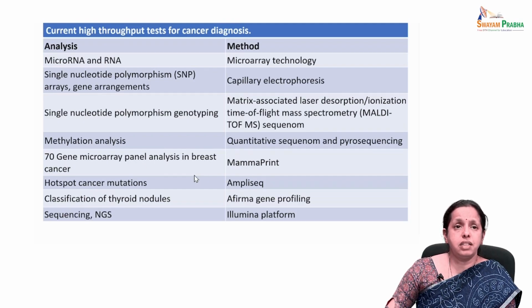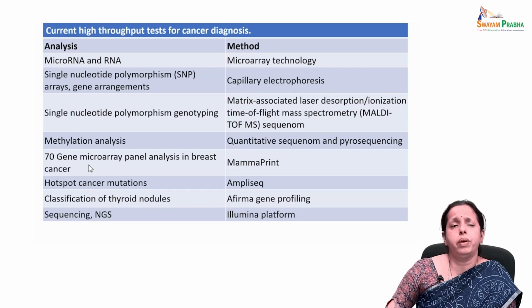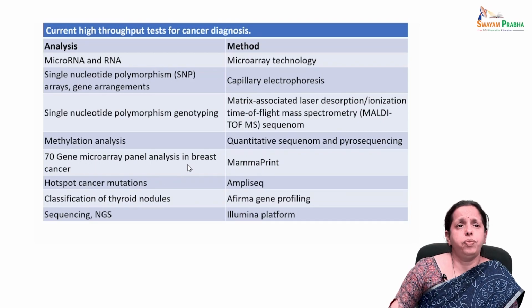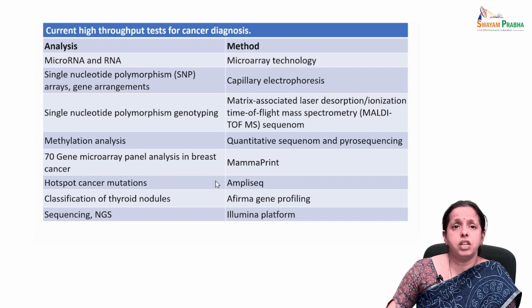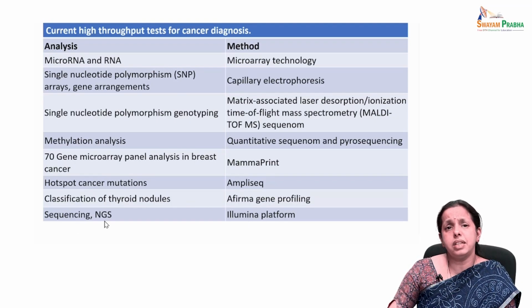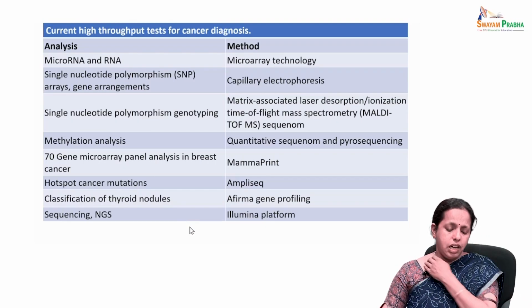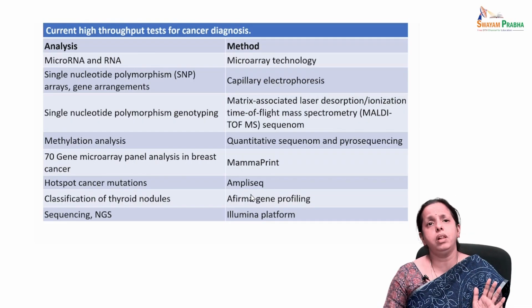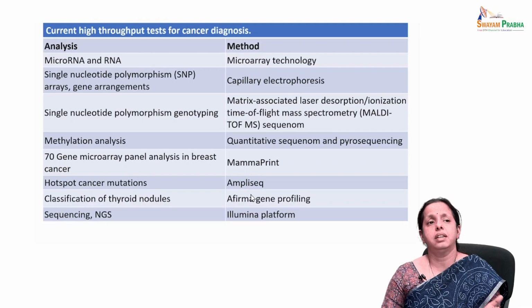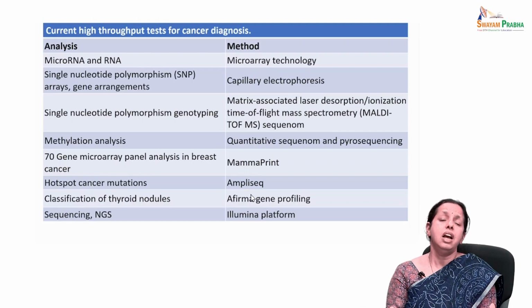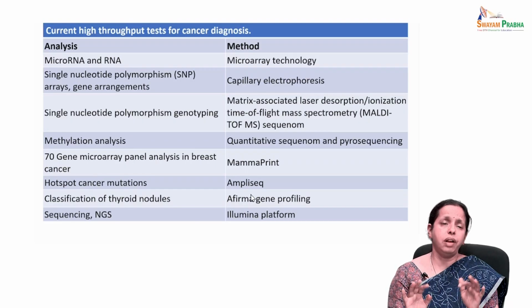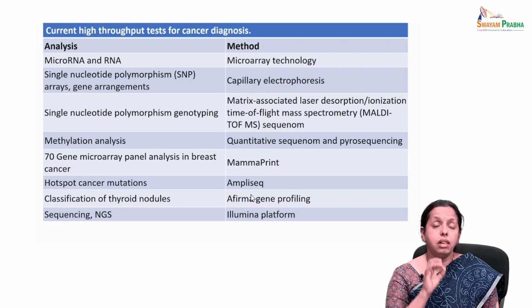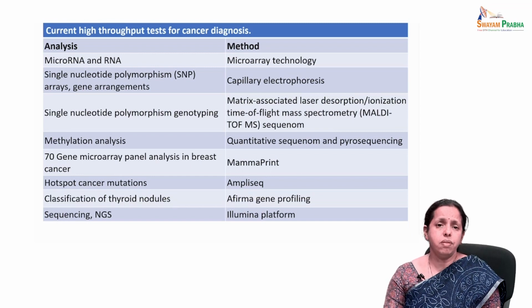And for the breast, you even have the NanoString panels now for breast cancer. For hotspot cancer mutations, there is AmpliSeq, then Afirma gene profiling, and then NGS sequencing, with the fantastic Illumina platforms. So there is much high throughput technology now available for cancer detection, not only at a broader level, but down to the mutation level.